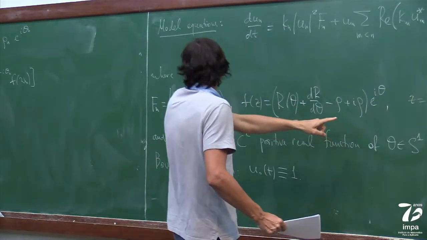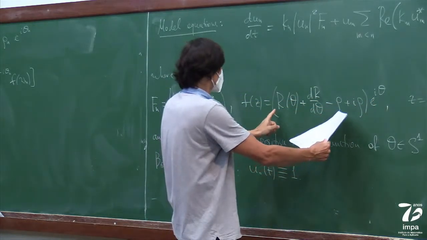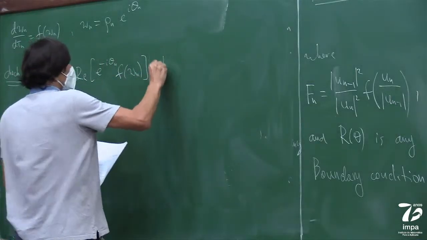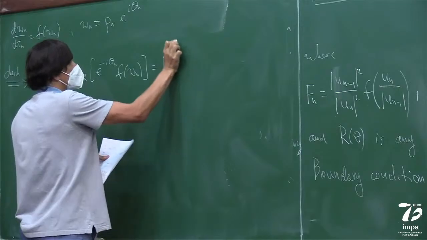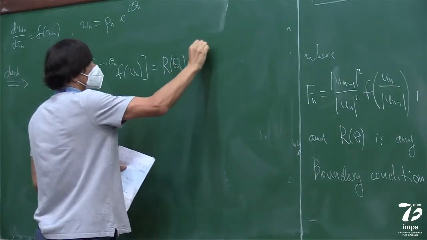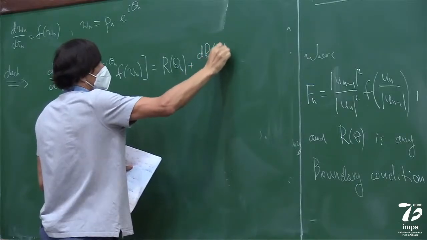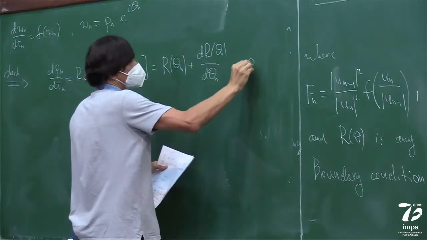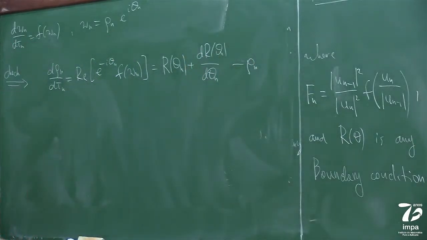So the real part will be just the first three terms. So it will be r theta n plus dr theta n d theta n minus rho. So this will be the first equation.